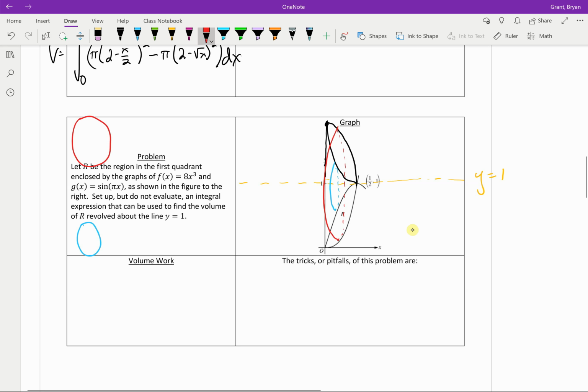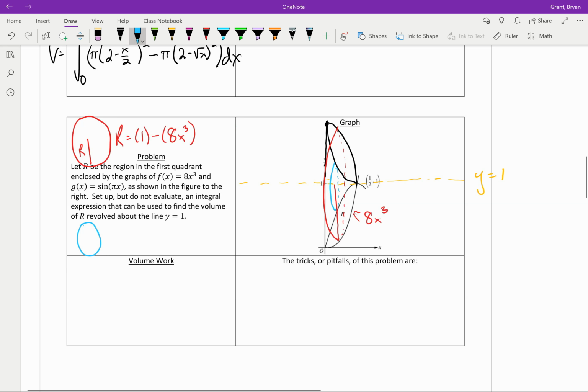Big R, let's see, which function? We know the bottom function, so I think this is going to be my big R right here, and it's got to be top minus bottom again. Top function is 1. Bottom function, what is the bottom function? Well, they told us one is 8x cubed and one is sine of pi x. This really comes down to, do you know the shape of your graphs? Hopefully you know that an x cubed graph looks like this, and the sine graph always starts at 0, 0, and goes like this. So I'm pretty sure this bottom function right here is going to be 8x cubed. So 1 minus 8x cubed.